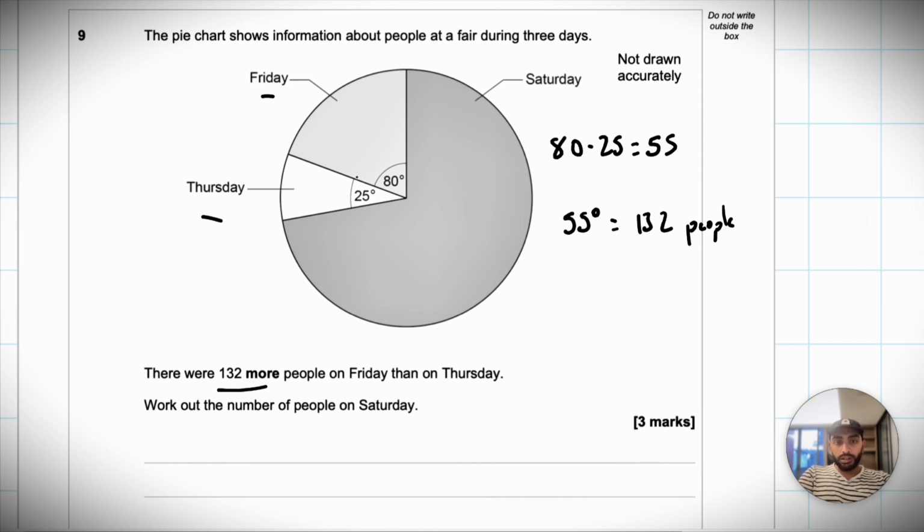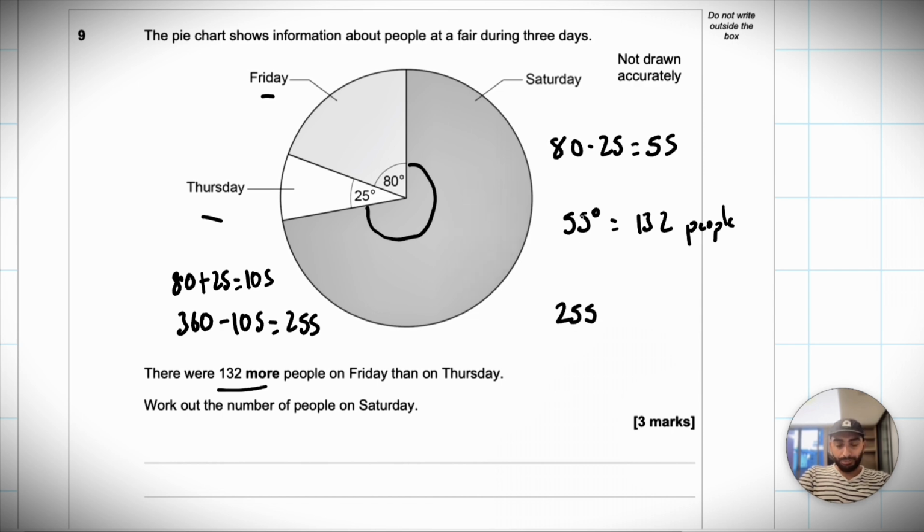So altogether, these two angles, 80 add 25, gives me 105 degrees. So the remaining angle here, because it's angles around a point, those will add up to 360. Taking away 105 gives me 255. So I'm trying to get this number to 255. So could I think of a number that goes nicely into 255 and into 55?